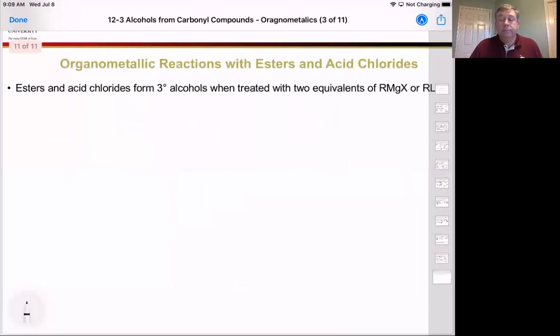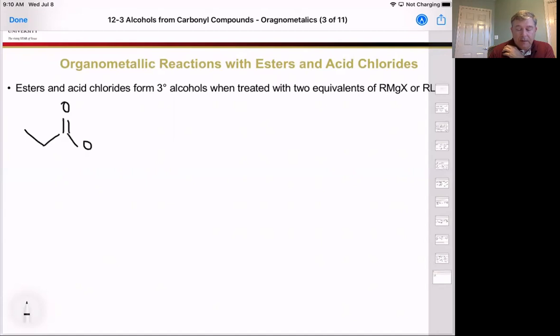Okay, so we also have a couple other carbonyl compounds we can react with. In the case of an ester or an acid chloride, what we'll see is that we have to use two equivalents of an organometallic reagent. And when we do this, we'll generate a tertiary alcohol. So let's look at that reaction in a little more detail.